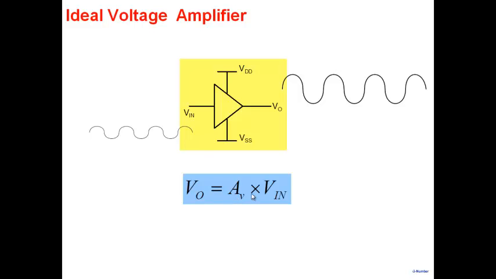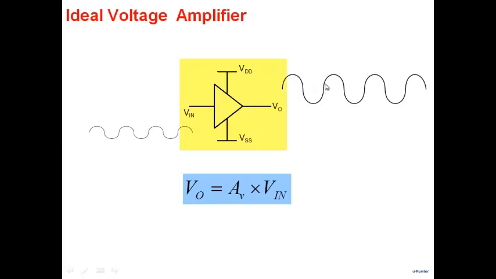Okay? Note that if AV does become a function of Vin, then this relationship between V0 and Vin becomes nonlinear, and therefore you can still call it an amplifier, but it's not a good amplifier because the output will be distorted. The output will be distorted here.